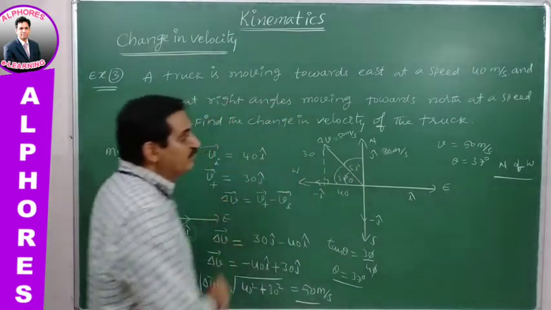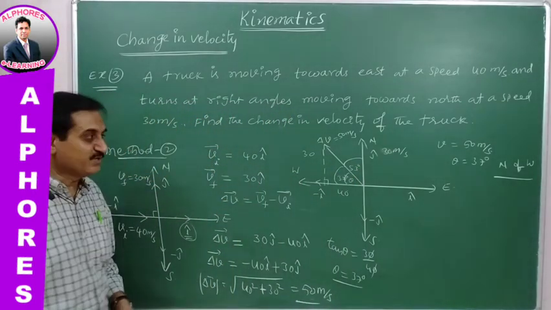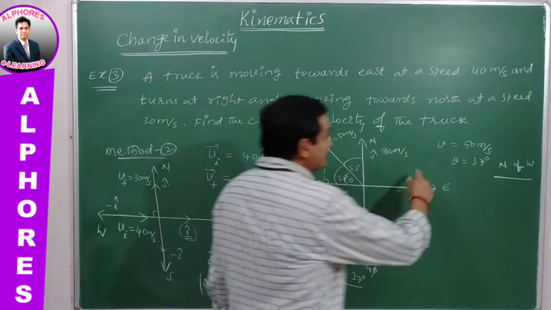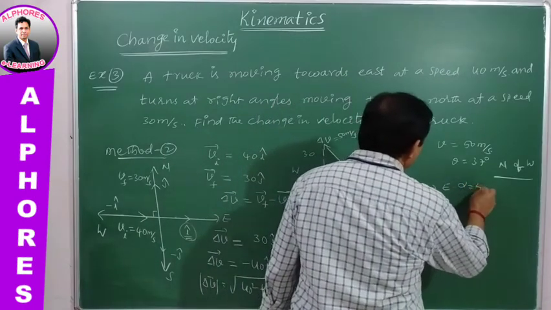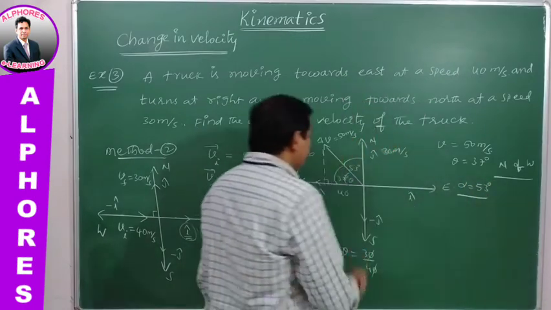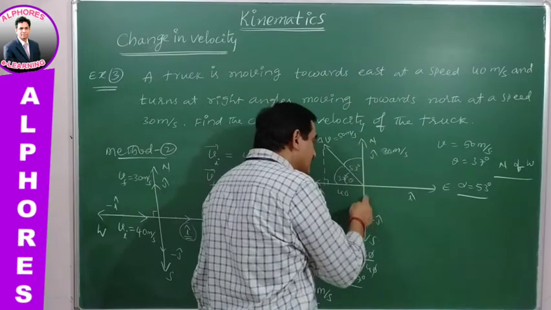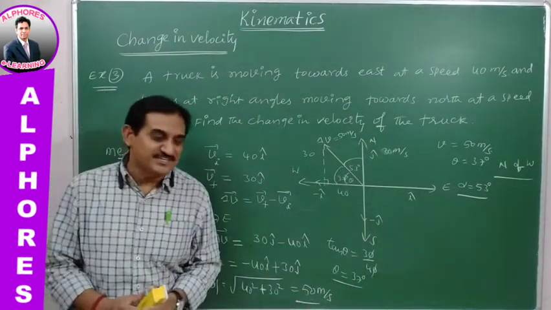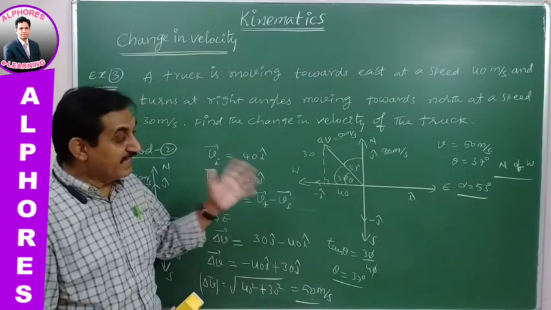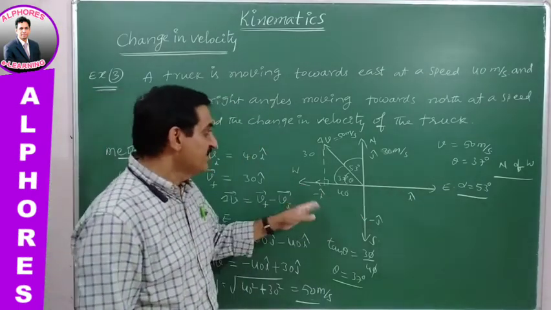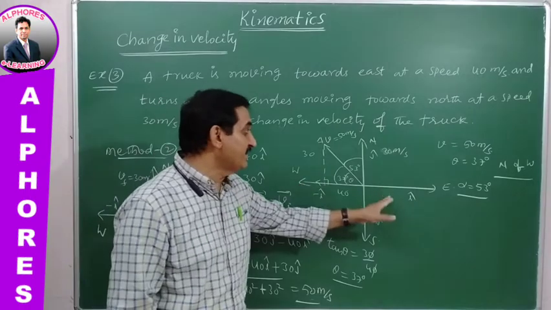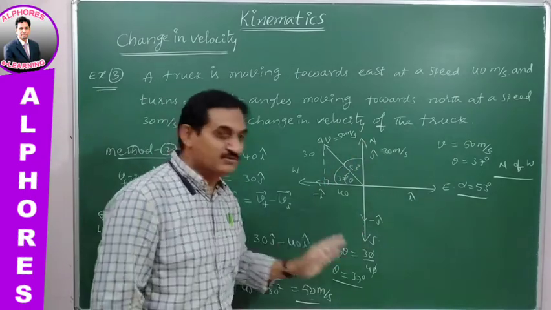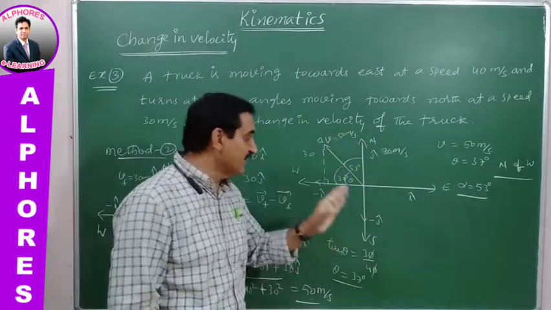We can also give one more option, which is also correct. Here 50 meter per second, alpha is equal to 53 degree, which is making an angle with north. Therefore north-south is the reference which differentiates two more directions, that is east and west. East and west are separated by north-south.